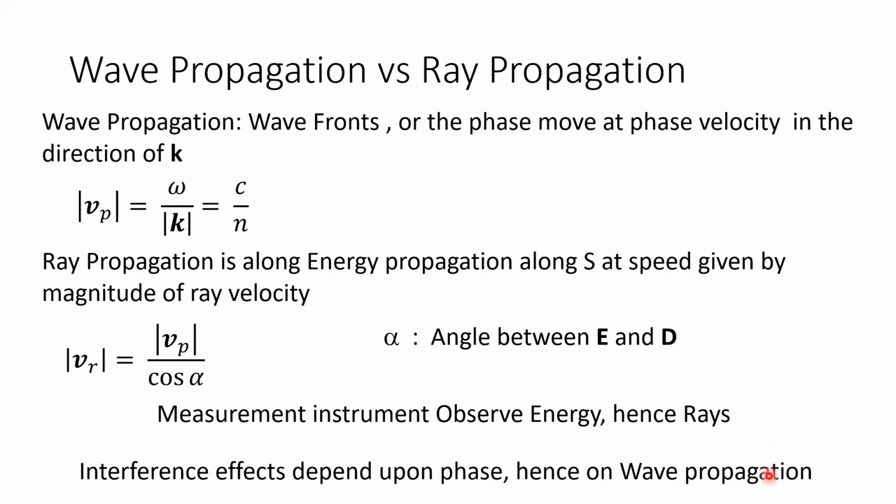So there are different physical situations in which one would observe ray propagation. If you observe the light directly, then you're observing the ray propagation. If on the other hand you're observing interference effects or polarization state, then you are dealing with wave propagation. So this is a distinction we have to keep in mind.